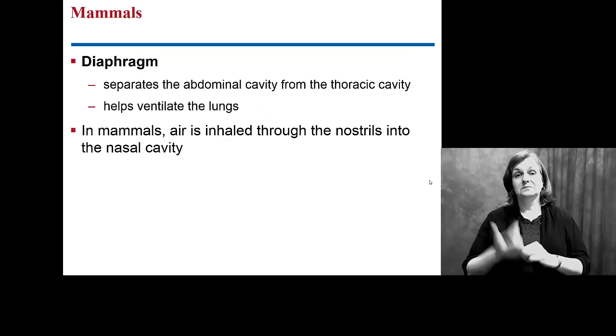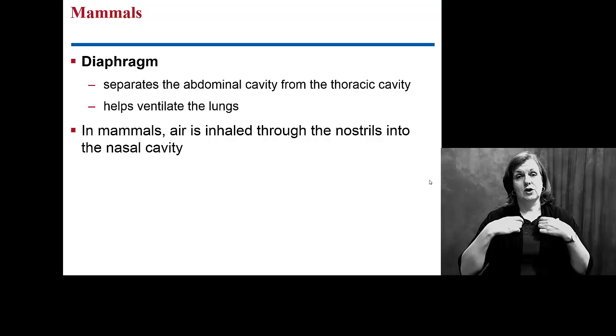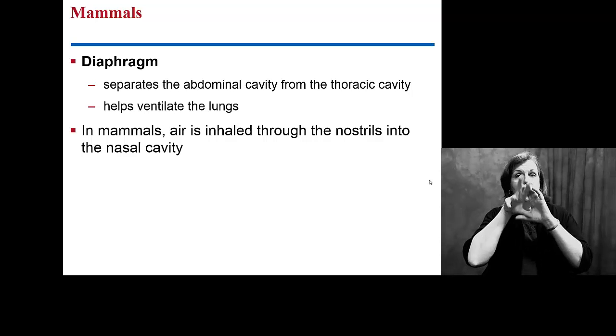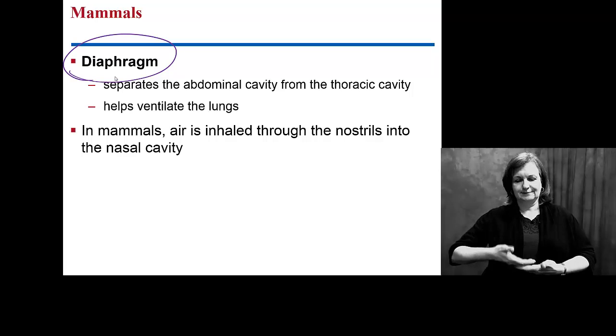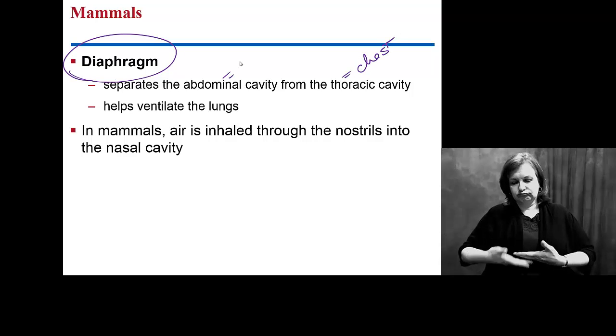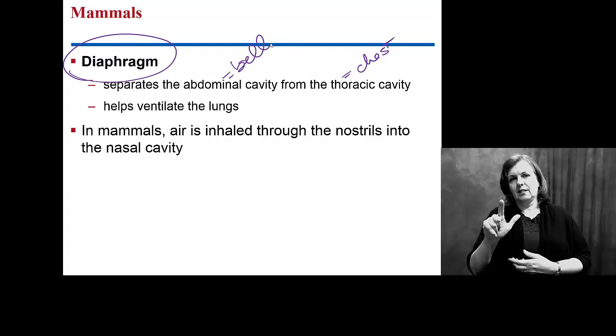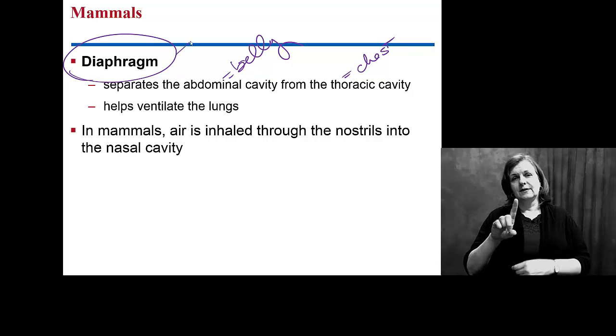Most of you probably know that the majority of the action of your lungs moving air in and out is controlled by your diaphragm. Your diaphragm is a very muscular structure that separates your chest cavity, or your thoracic cavity, from your abdominal cavity, or your belly. When we look at this, we're going to be dependent on it to help us change pressure.